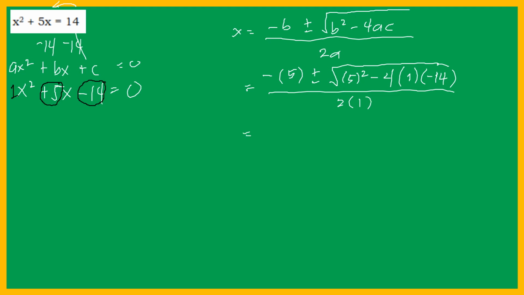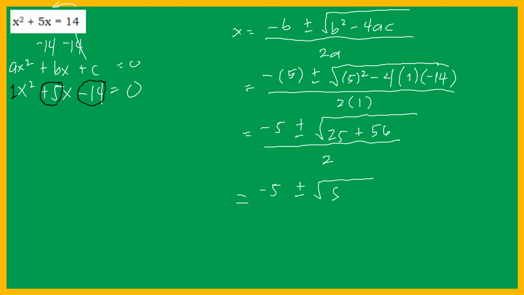And then simplifying the equation, we have negative times 5 is negative 5 plus or minus the square root of 5 squared is 25, and then negative 4 times 1 is negative 4 times negative 14 is 56. So that would be plus 56 all over 2. So that would be negative 5 plus or minus the square root of 25 plus 56 is 81 all over 2. Then we have negative 5 plus or minus the square root of 81 is 9. So we have this equation.